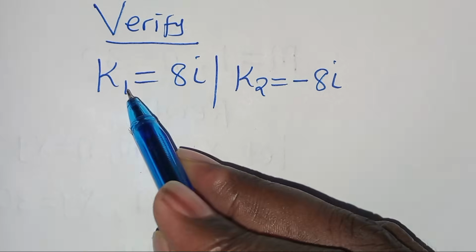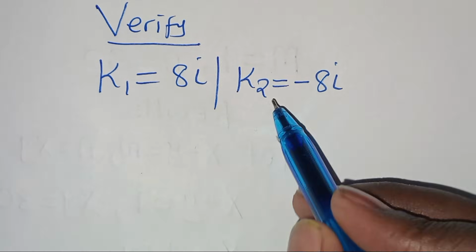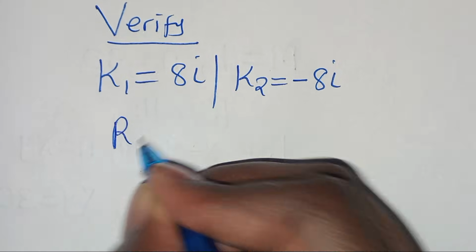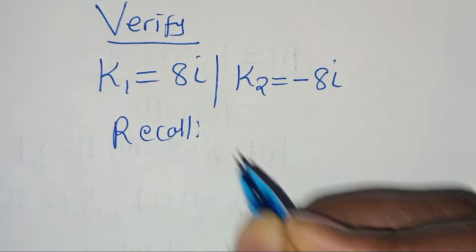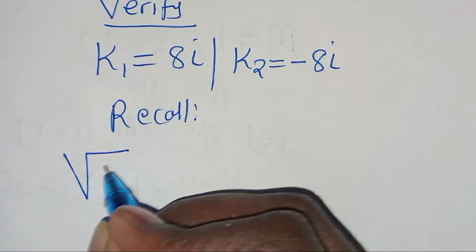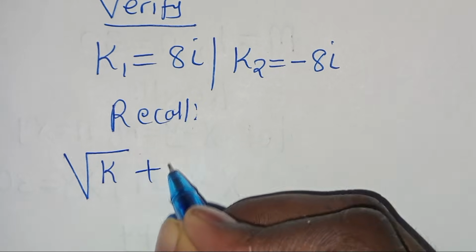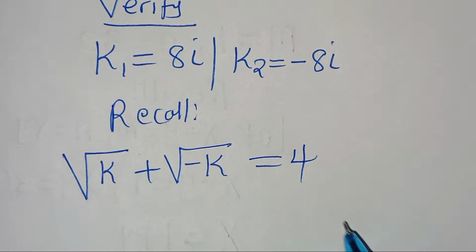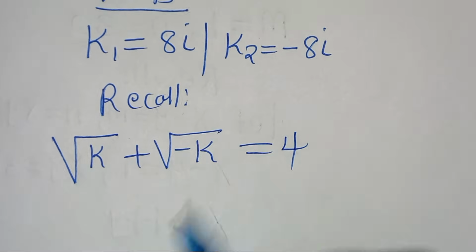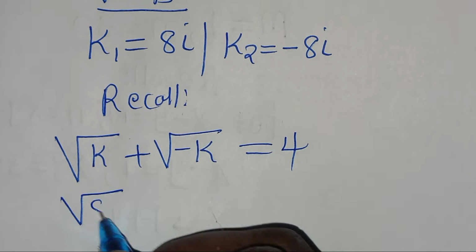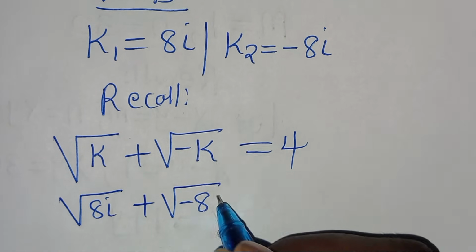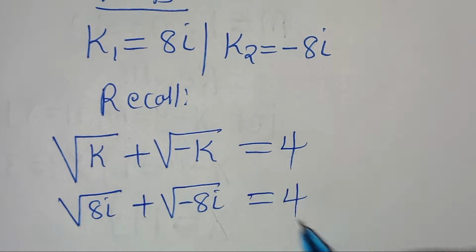Now let's verify that k1, which is 8i, and k2, which is -8i, satisfy the equation. If you recall, we have the square root of k plus the square root of -k equals 4. Let's substitute k1, so that we have the square root of 8i plus the square root of -8i, which is equal to 4.